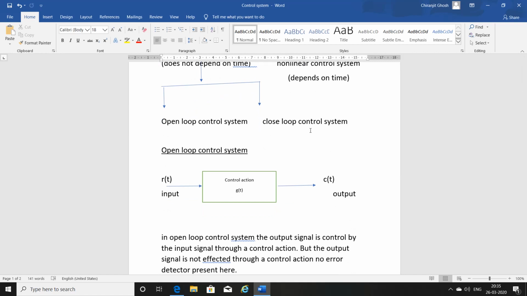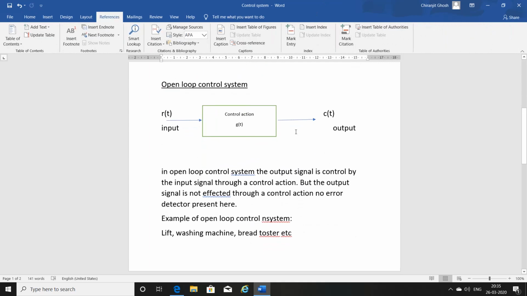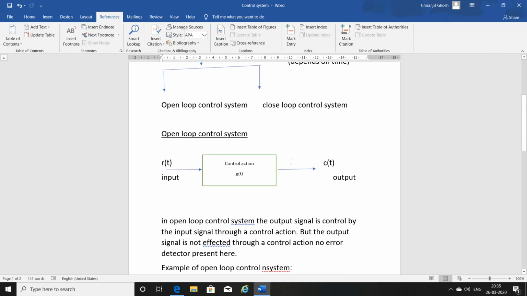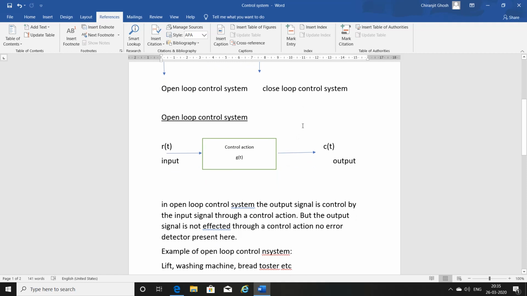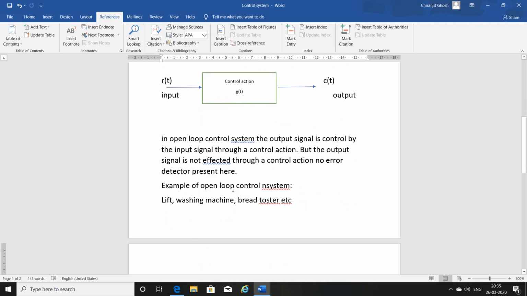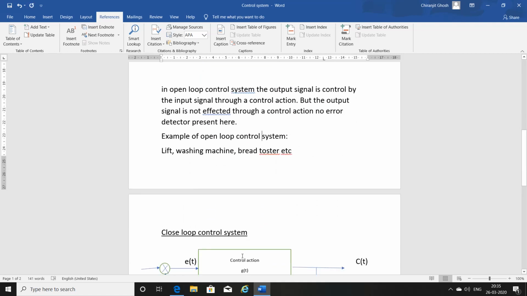So what is the open loop control system? In the open loop control system, the output signal is controlled by the input signal through a control action, but the output signal is not affected through the control action, because no error detector is present here. The examples of open loop control systems are lift, washing machine, bread toaster, etc.